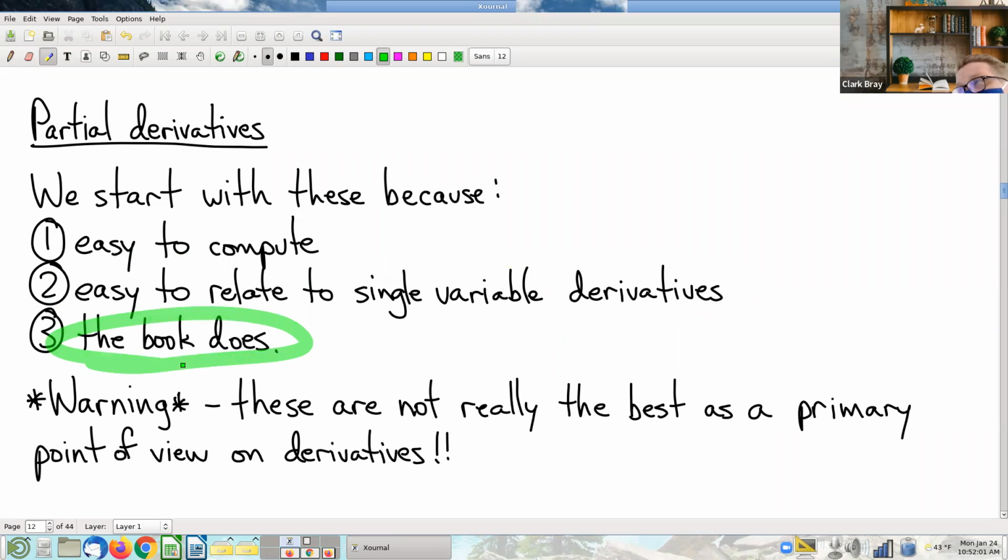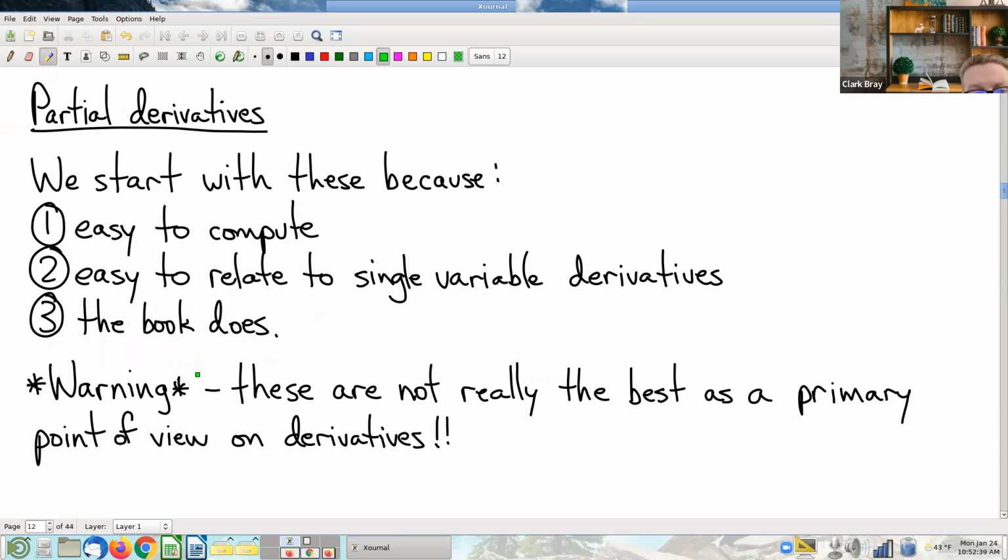And I emphasize that's actually a big deal, right? The fact that the book is doing it this way. Were it not for that, if the book didn't make this choice, I wouldn't either. And in fact, in my own book, I don't start with partial derivatives. I think, all else being equal, there's a different point of view on derivatives that ultimately I think is better, but that's highly subjective. But point is, in this course, we're using this book, and I don't want to deviate that much from the book's point of view. So anyway.